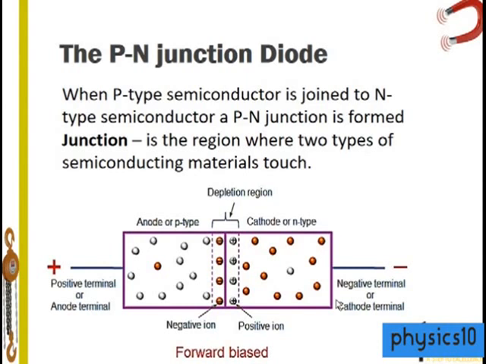Now, the simplest semiconductor device is in fact called a diode. A diode consists of a sandwich of p-type and n-type semiconductors. If you look at the diagram here, you can see that we have exactly that. We have a p-type semiconductor on the left-hand side, and an n-type semiconductor on the right-hand side. So what we effectively have is a sandwich of p-type and n-type semiconductors.